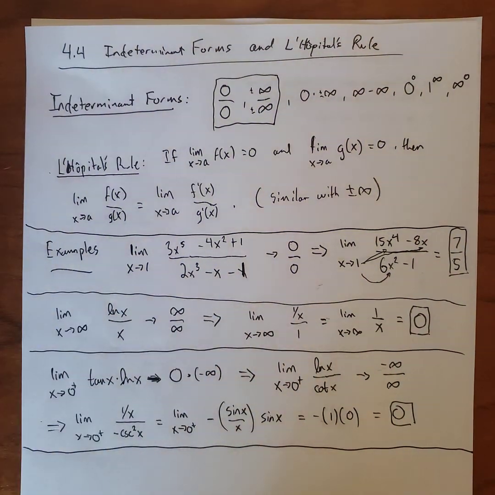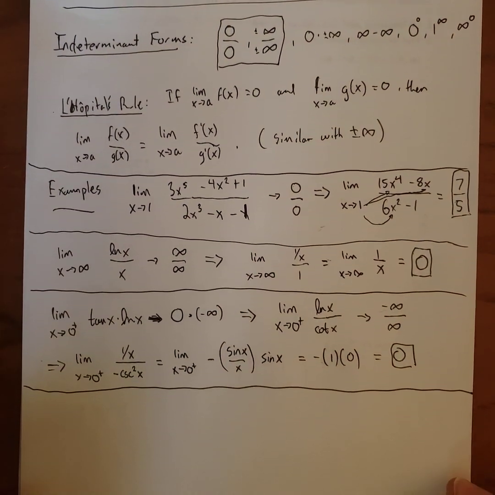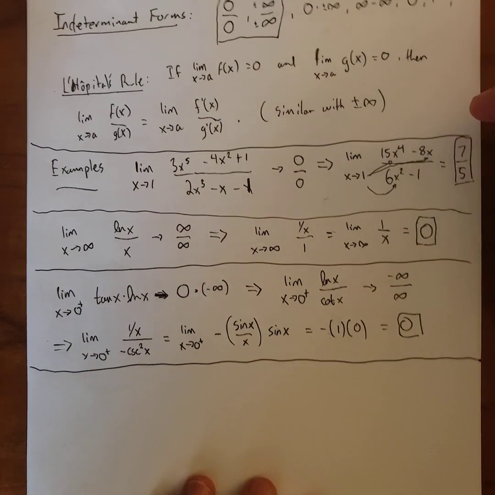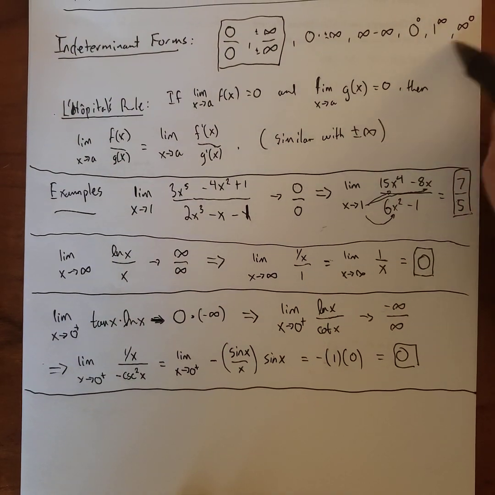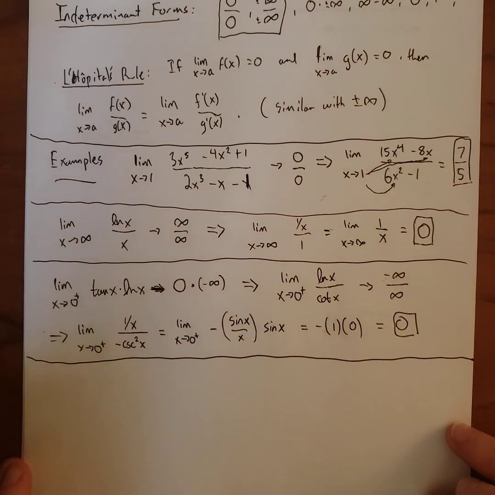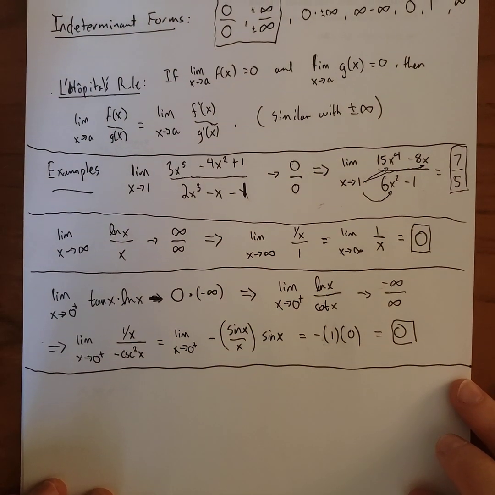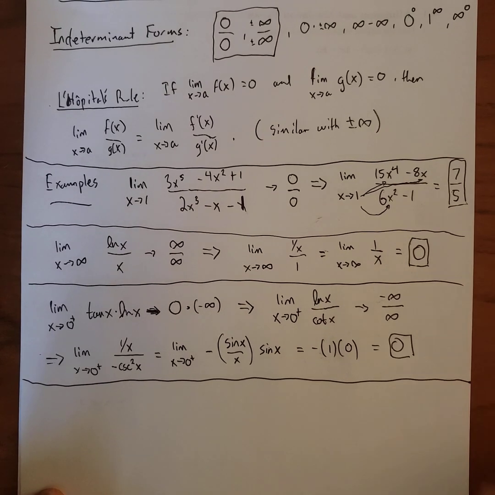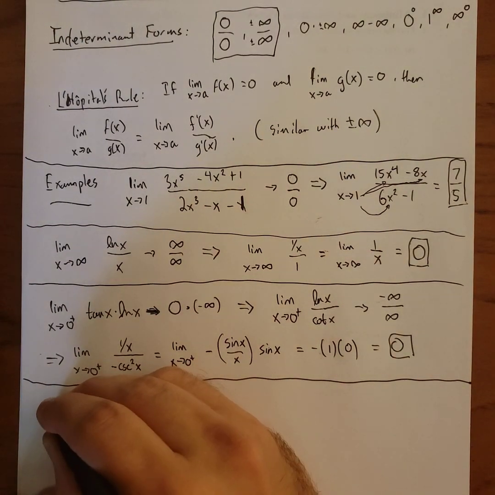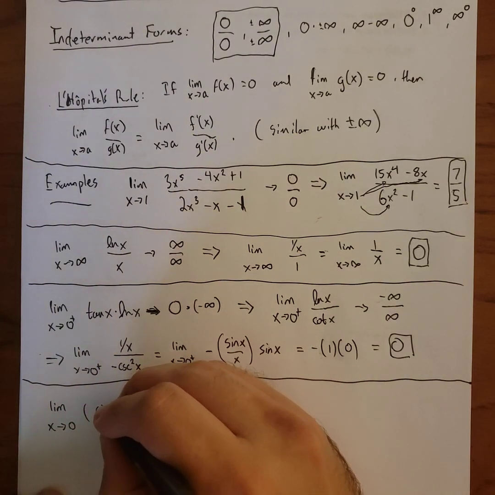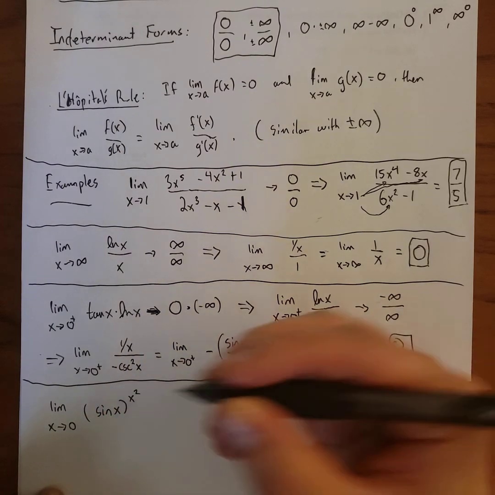And finally, before we jump into our exercises from the notes, we'll do one more that looks like one of these three. So these three here, exponential form. I'll try and fit it all in one for the moment. Okay, so it's the limit as x approaches 0 of sine x raised to the x squared.